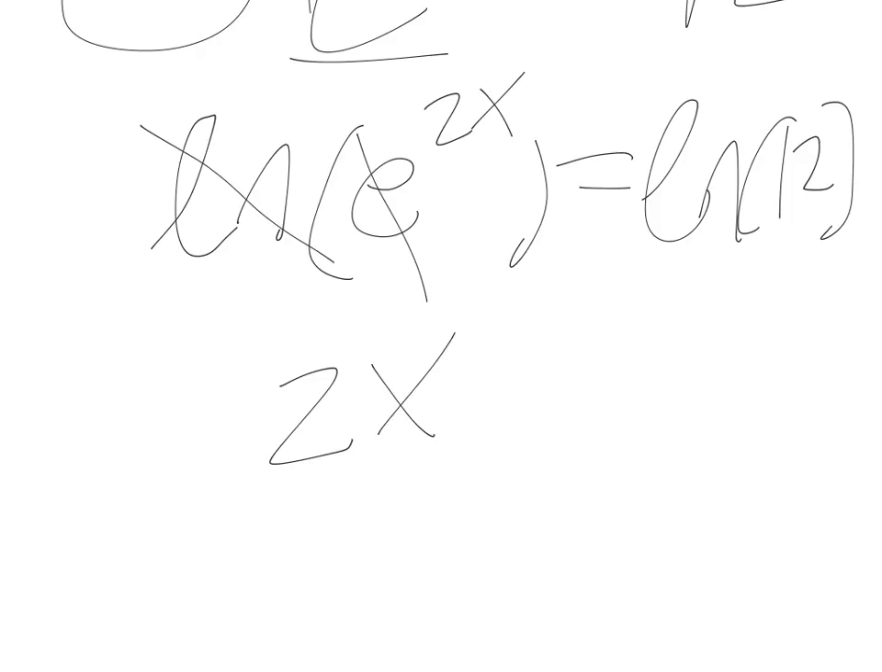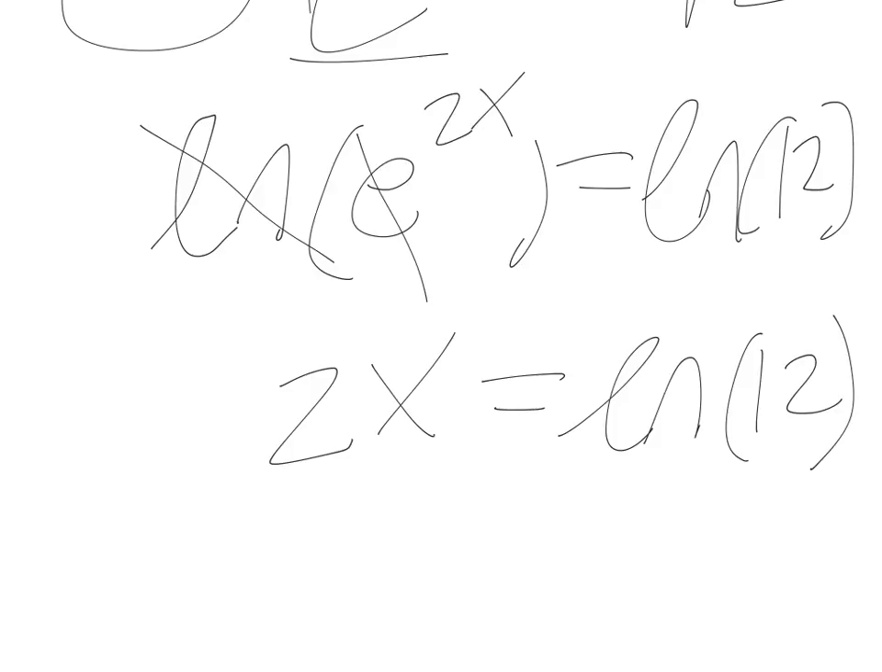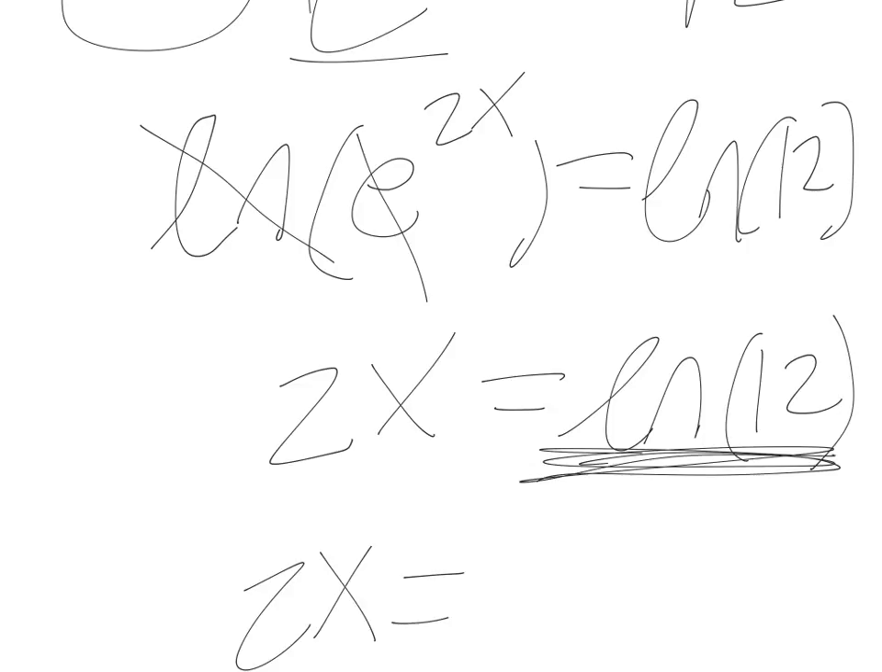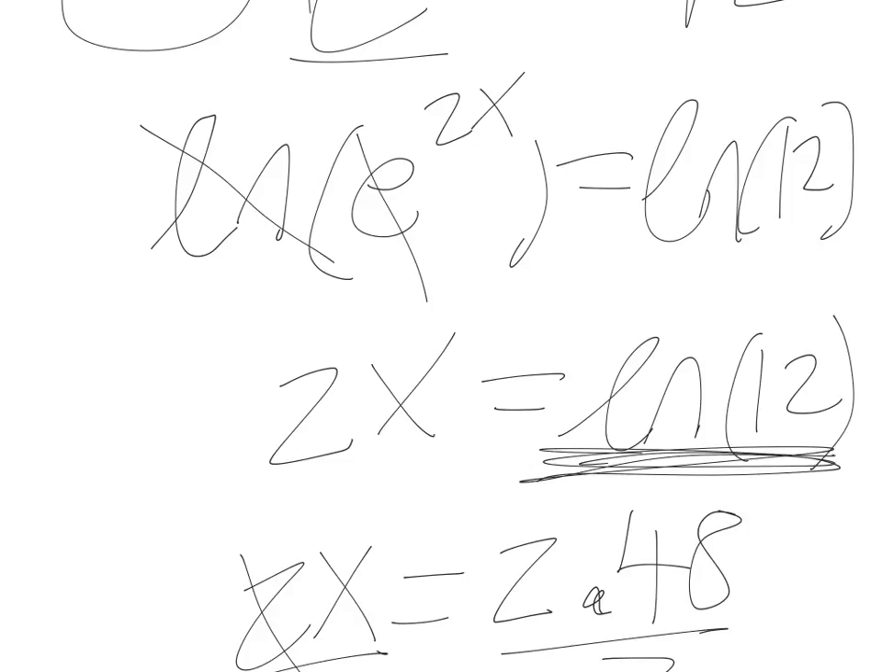So on the left side, I'm left with 2x. On the right side, I've got the natural log of 12. So on the right side, this is just a number. I can go ahead and solve this thing. So when I plug into my calculator, natural log of 12, I'm left with 2x on the left side, and on the right side, I have about 2.48. And then obviously to finish this one off, we're going to divide each side by 2, and I get x equals about 1.24.